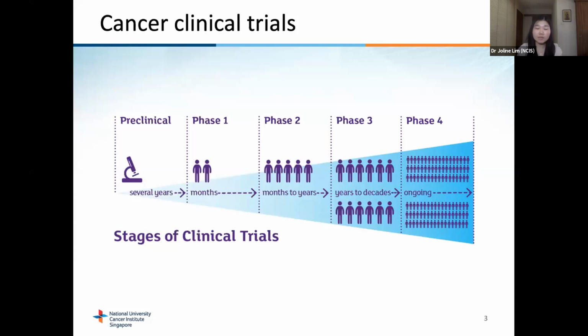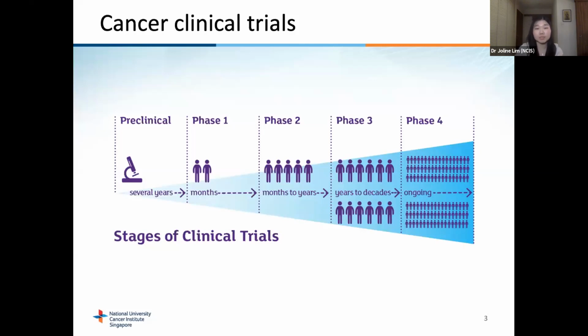After the phase 3 setting, if it's successful, the drug will be FDA approved. It may take some time for the drug to come to Singapore. It may be approved in certain countries earlier than others. But there is always an ongoing phase 4 study where the company is always monitoring for safety. And if there are any new safety signals, all physicians are then updated about it so that they can share that with their patients.